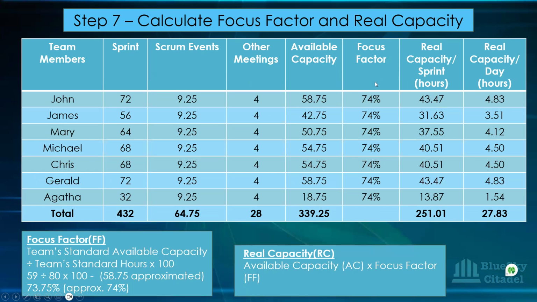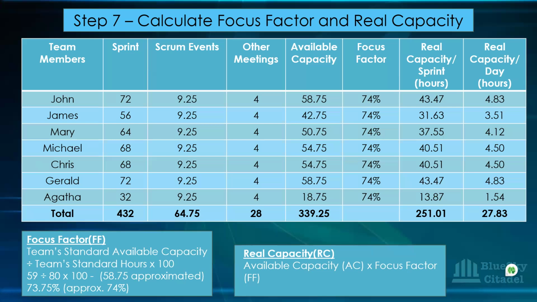Now, how do we come about this focus factor, this 74% that we have here? So to calculate your focus factor, you have the formula here. So it is the team standard available capacity. If there were no holiday, nothing like that, what you're looking at is they would have been 80, isn't it? It should have been 80. Their available capacity would have been 80.